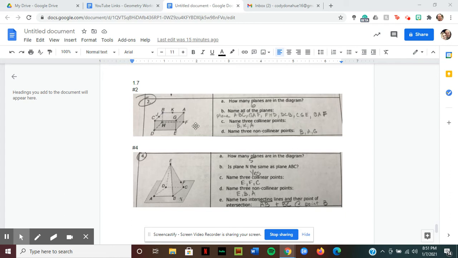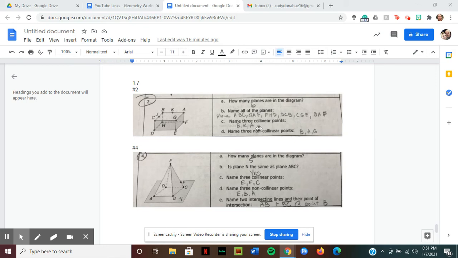Next, plane GAF. So that's going to be this one on the right. Next up is FHD. So FHD, I'm talking about this bottom one. Plane DCB. So DCB, this one on the right. Next, plane CGE. So that's this one on the front. And lastly, plane BAF. That's this one on the back.